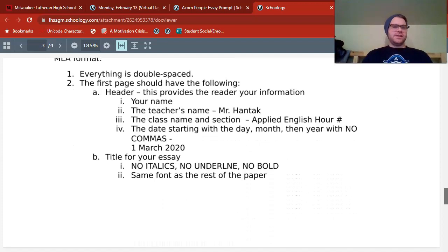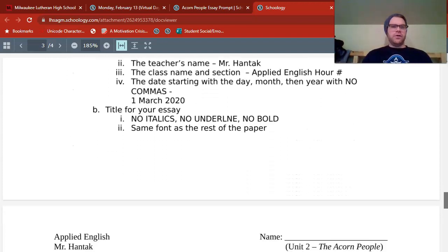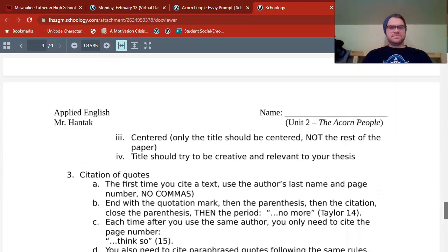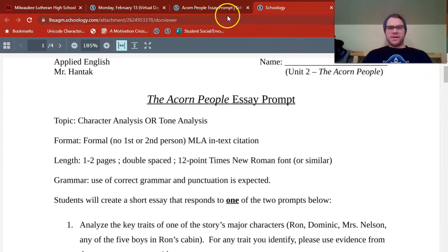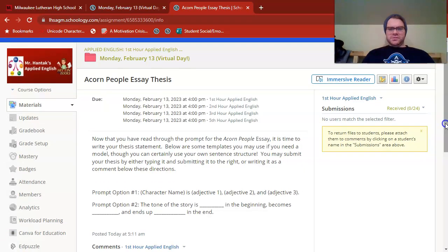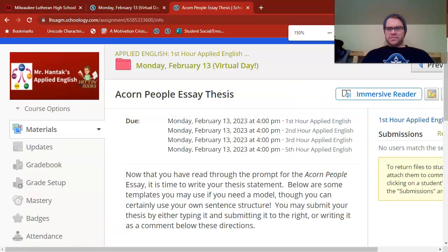And then MLA format stuff. Again, I'll let you read through that on your own. These are just the nitty-gritty requirements of your essay. Let's look at thesis writing. Acorn People essay thesis. And let me zoom in on this a little bit. There we go.